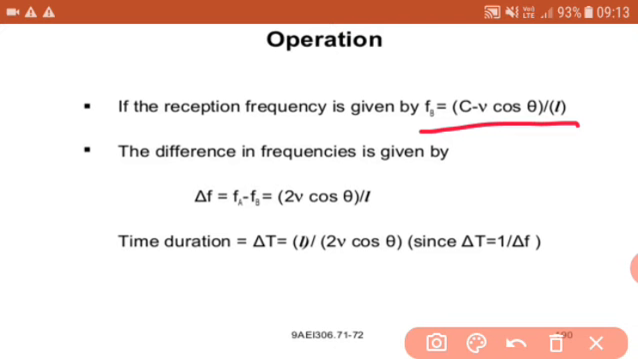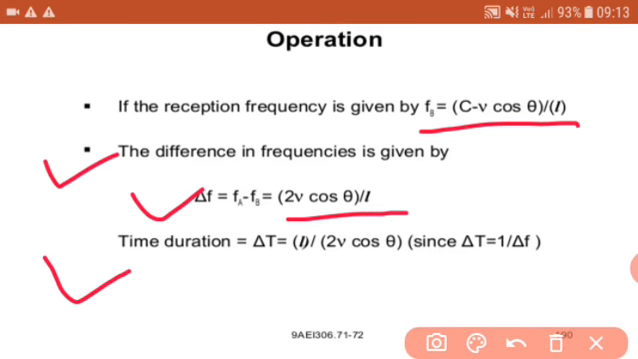We have seen that frequency FA we have defined is equal to C plus V cos theta, but the reception frequency is given by FB equal to C minus V cos theta upon L. So the difference in frequencies is delta F equal to FA minus FB, which is 2V cos theta upon L, because this V cos theta will be added.